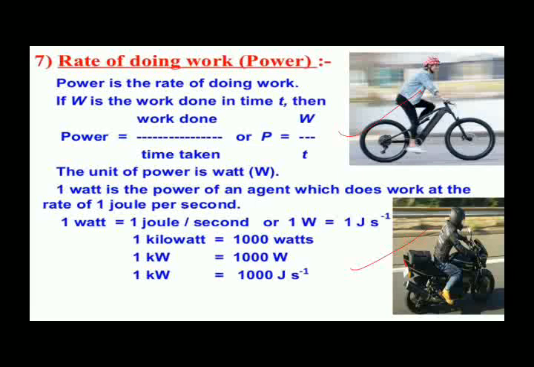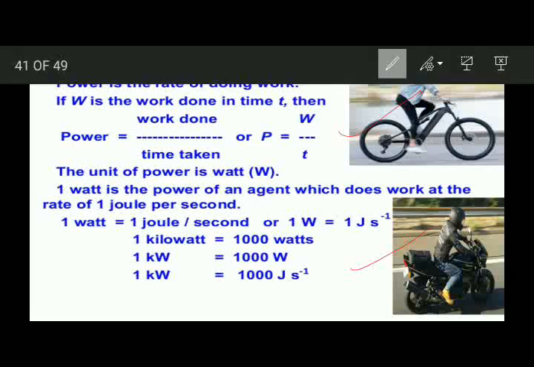Let us consider two examples. Here you can see two pictures. In one picture, the person is riding a bicycle, and in one picture, the person is riding a bike. And both the persons have to reach the same distance or same destination. So who will travel faster? Obviously, the bike rider will travel faster and reach the destination earlier than the bicycle traveler.